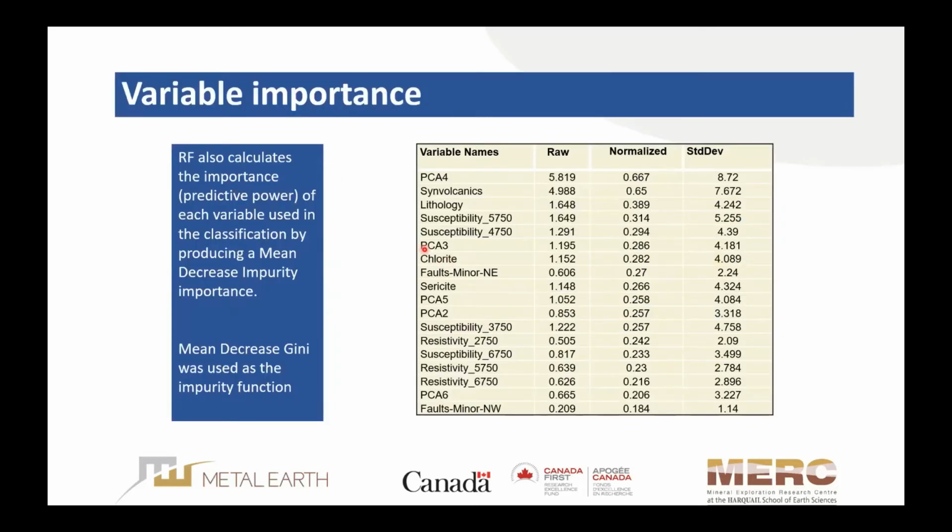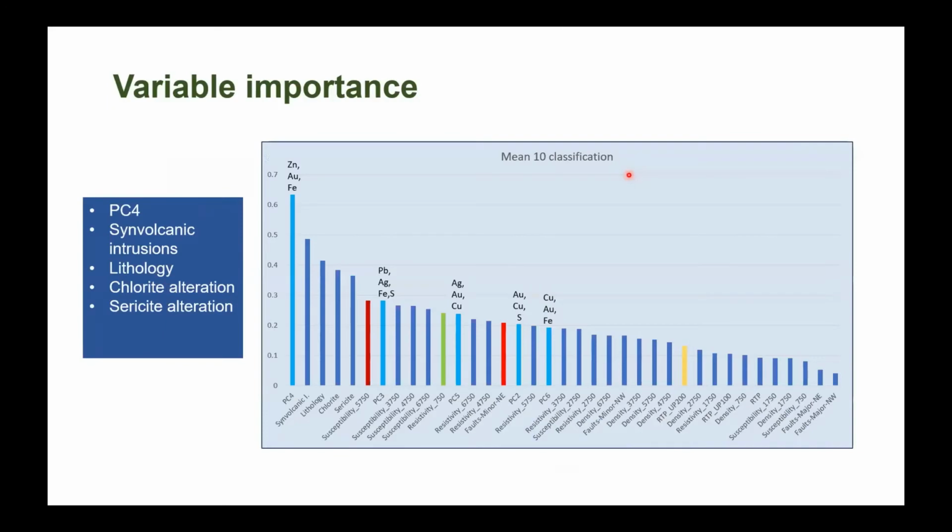The random forest also calculates the importance or predictive power of each variable used in classification by providing raw and normalized values. The variable importance in different experiments were somewhat different, but almost in all of the experiments, PCA, proximity to volcanic intrusions, lithology, chlorite, and sericite alteration had the highest importance.